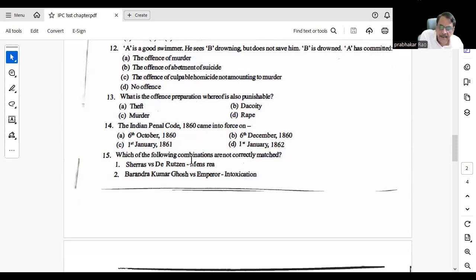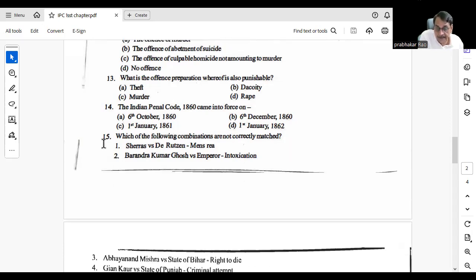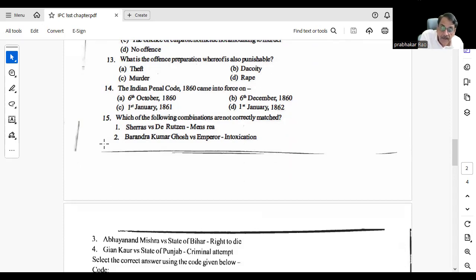Next, the Indian Penal Code 1860 came into force on so and so. Answer is 1st January 1862, but this question will not come because now BNS has come. When has BNS come into force? 1st of July 2024. You must remember that because that question will come quite often for the coming 2 to 3 years.